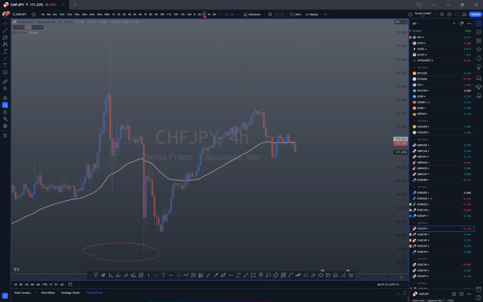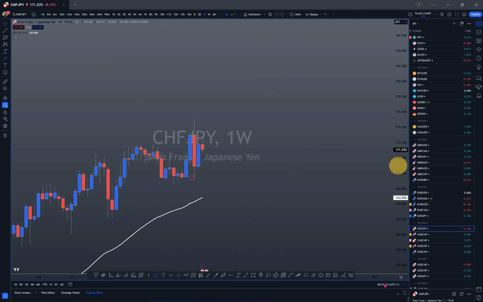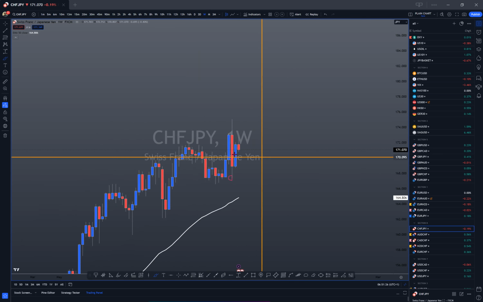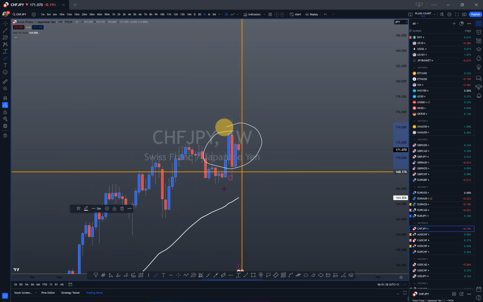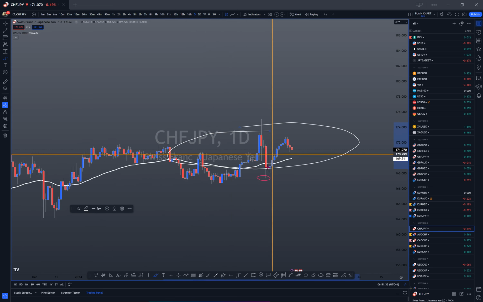So you start from the weekly, right? So CHF JPY is above the EMA on the weekly, right? You go to the daily. The daily is also above the EMA.